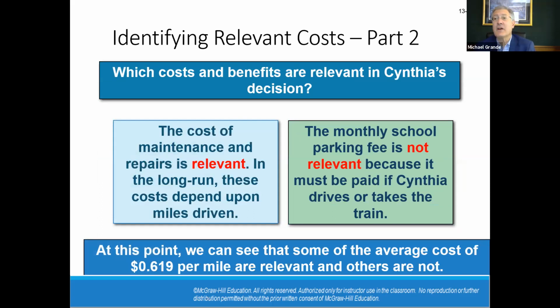Which costs and benefits are relevant to Cynthia's decision? The cost of maintenance and repairs is relevant. In the long run, these costs depend upon the miles driven. However, the monthly school parking fee is not relevant because it must be paid if Cynthia drives or takes the train. She has to pay it under both scenarios. At this point, we can see that some of the average cost of 61.9 cents per mile are relevant and others are not.